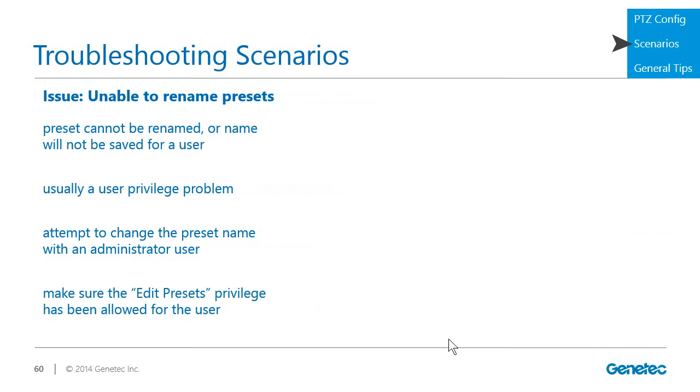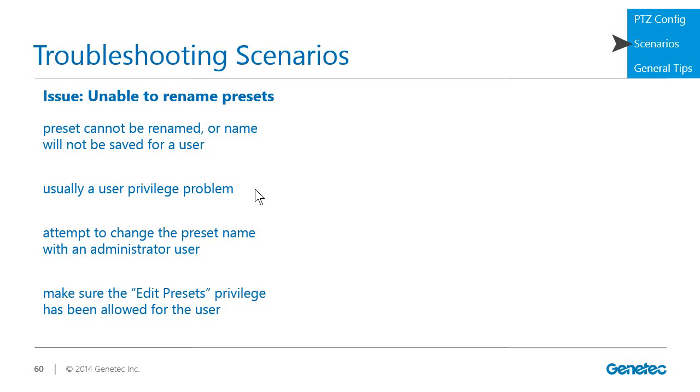Okay, one last specific troubleshooting tip I want to look at is when you're having trouble renaming presets. Now, most of the time this is a privilege problem. The preset will locally allow itself to be renamed, but it won't be applied to the system. As soon as the user who did the renaming logs out and back in, the preset will return to the previous name, and other users will never see the change as well.